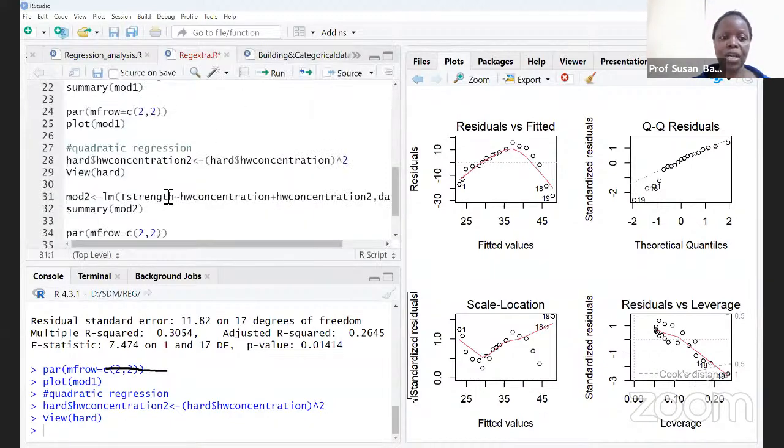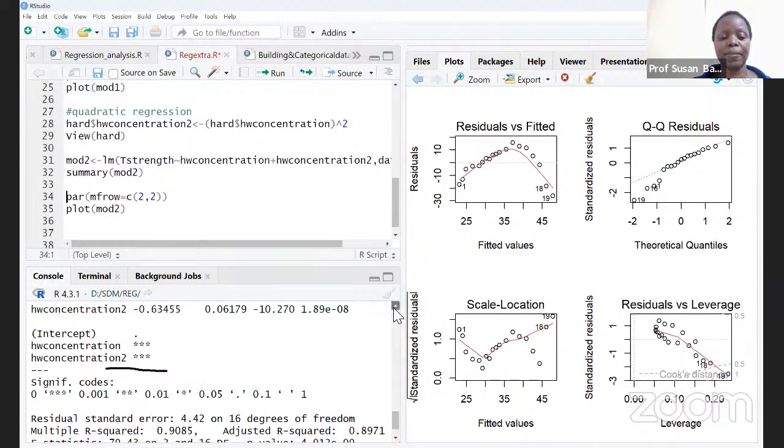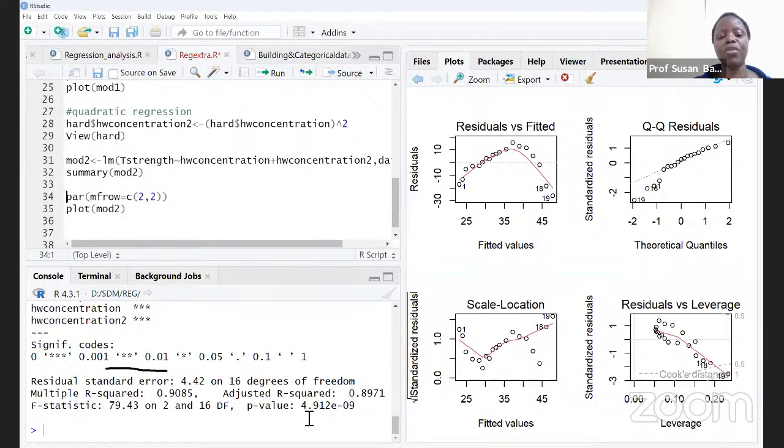So we can X that out and run a model where we are going to have tensile strength as a function of hardwood concentration plus hardwood concentration squared. That is line 31. And when we run that and run our summary, we are going to see that hardwood concentration as a linear term is still significant, and even the quadratic term is also significant, meaning there is a significant quadratic relationship between tensile strength and hardwood concentration. Let's look at the R squared adjusted. When you look at the R squared adjusted, it has improved from what we saw before. Now we've explained 89.7% of the variability in tensile strength.